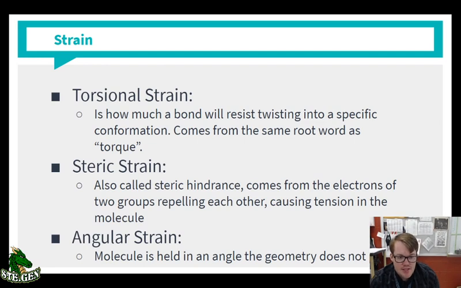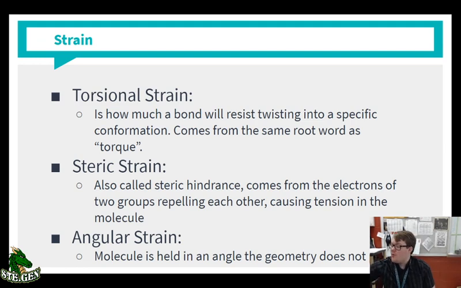So torsional strain is how much a bond will resist twisting into a specific conformation. It comes from the same root word as torque. If you've ever heard of torque in a tire or in rotational energy, torsional strain comes from that. It's the strain from twisting into a conformation.